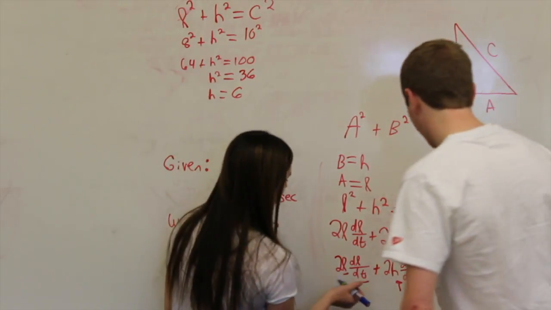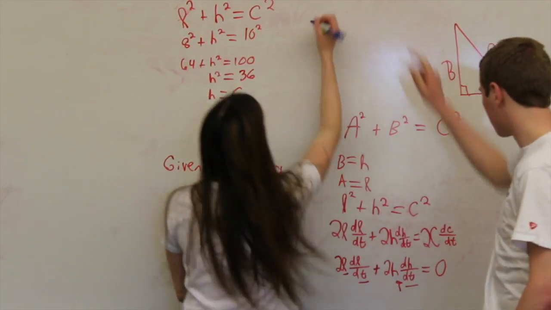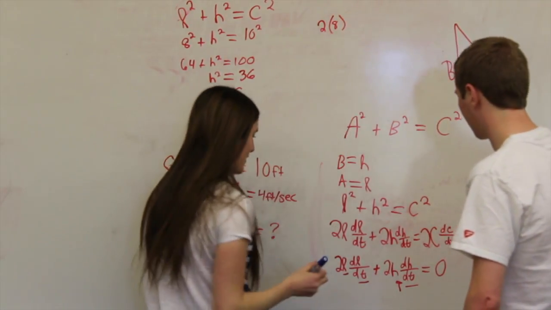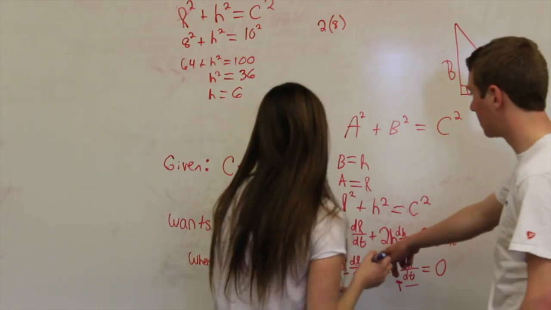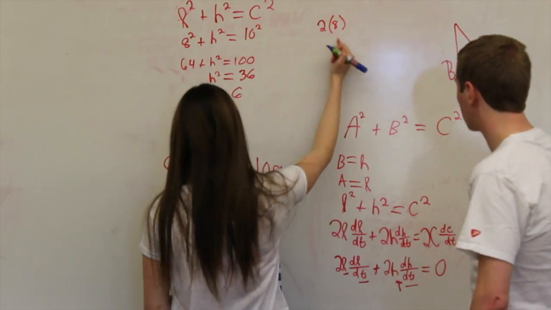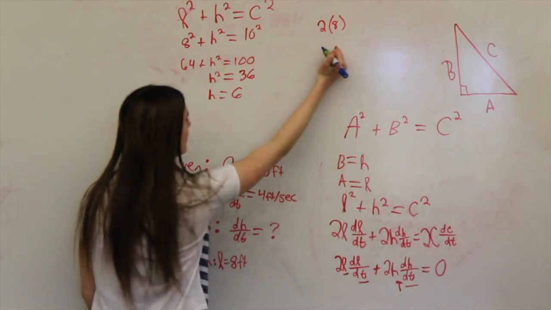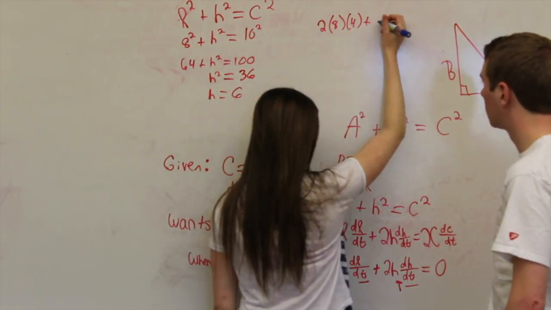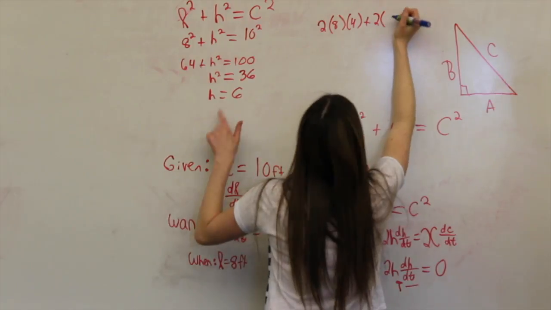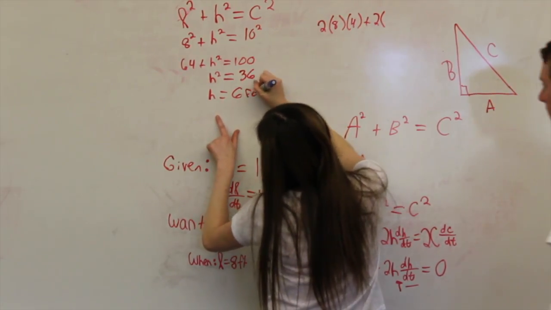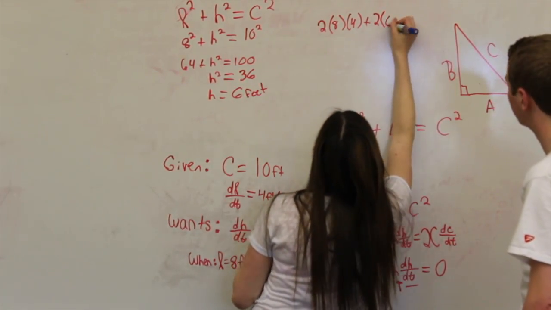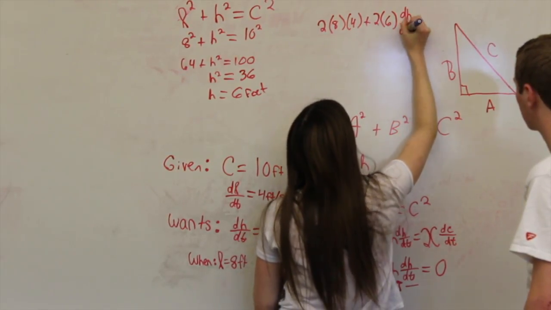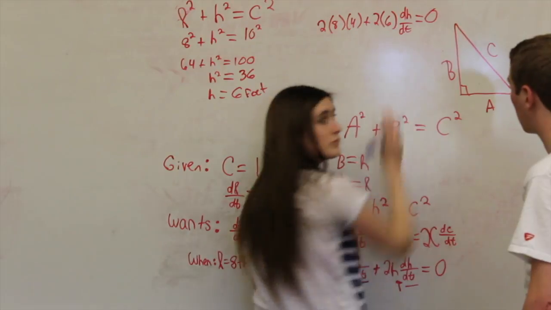Let's move it up there, because it's really down low. 2 times 8 times dL, well, which is 8, okay, 2 times L, which is 8, then times dL/dt, which is 4, plus 2 times H, which we just learned was 6 feet, times dH/dt, which is what we're trying to solve for, equals 0, right?